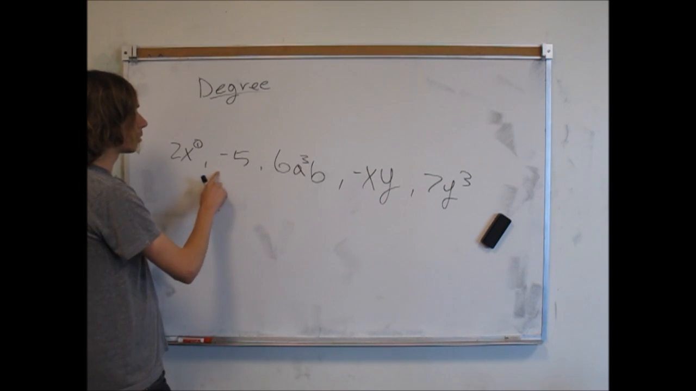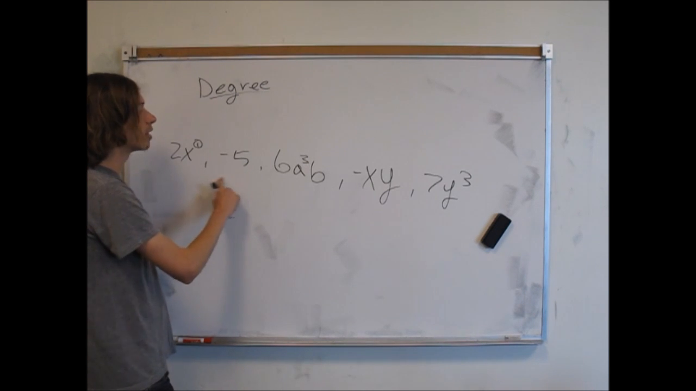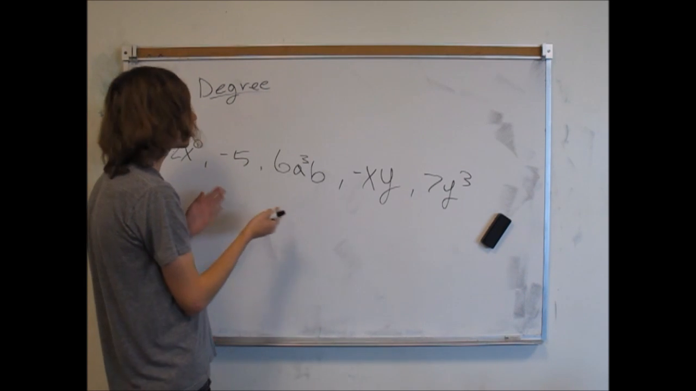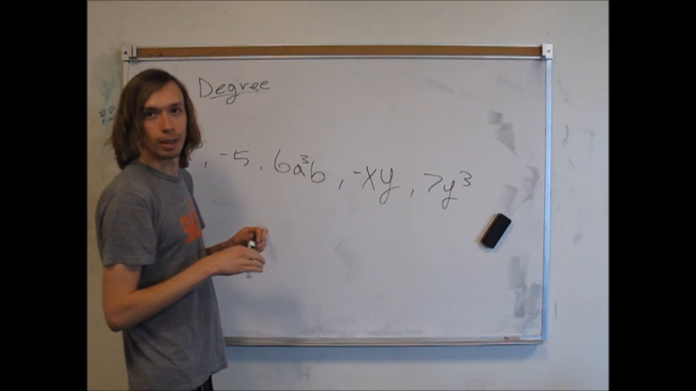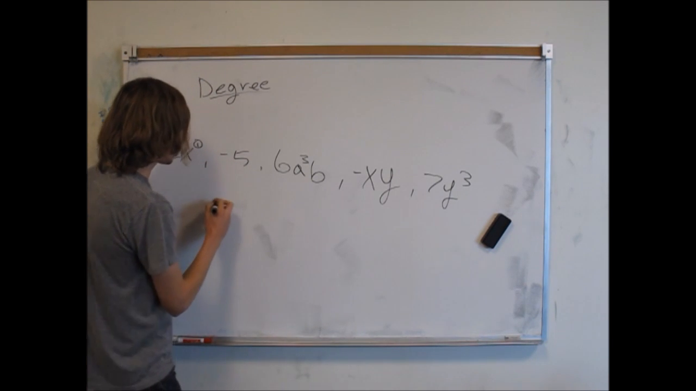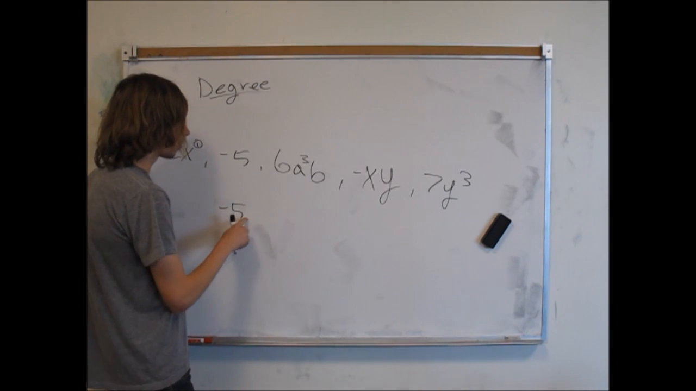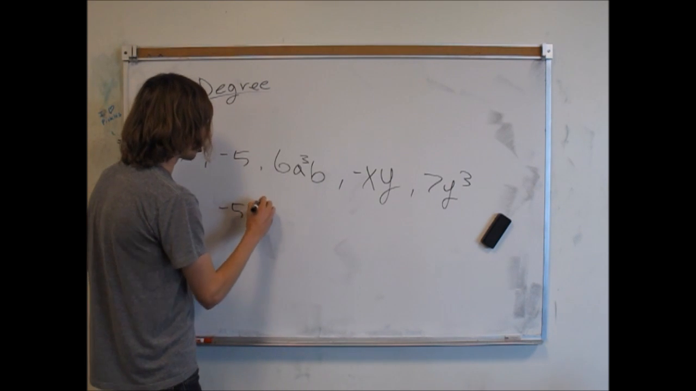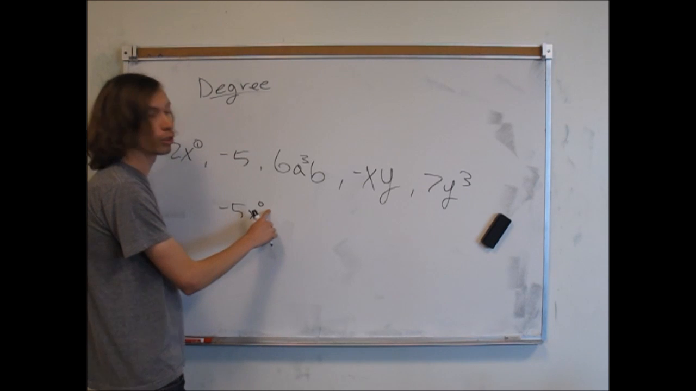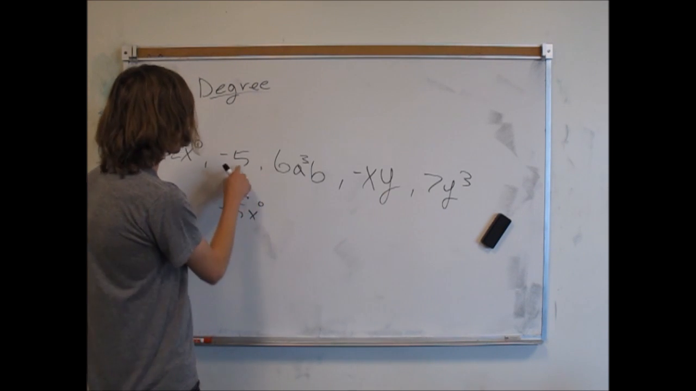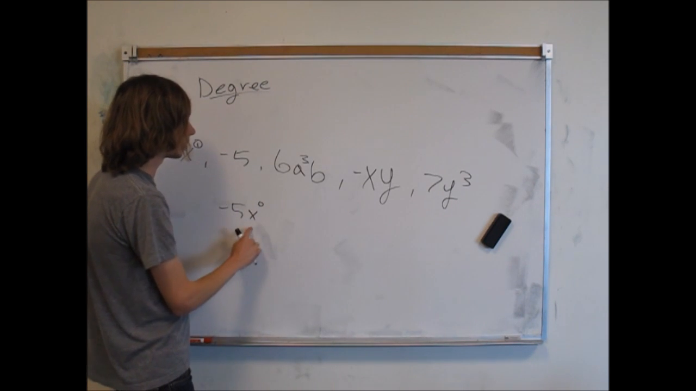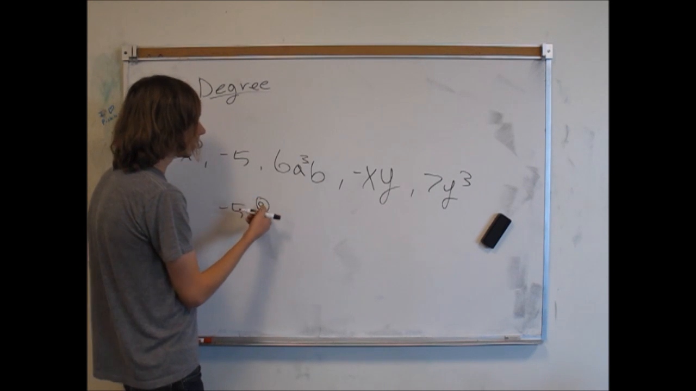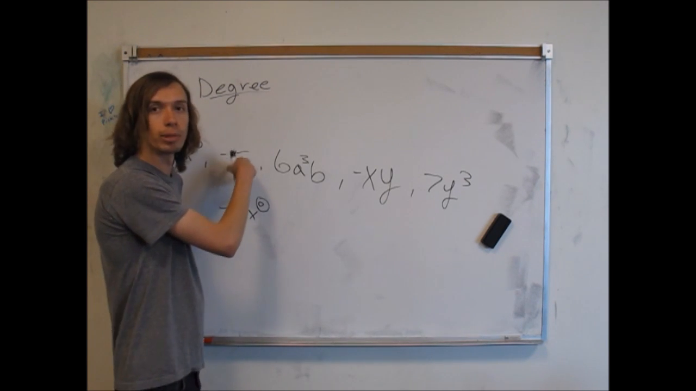So let's look at this example: -5. There is no variable here, so for this one the degree is actually just 0. But there's another way to think about it. You could think about this like being -5 times some other variable, let's just call it x again, to the 0 power, because remember, x to the 0 power equals 1. So -5 is the same thing as -5 times x to the 0, and that would indicate the degree of this monomial.